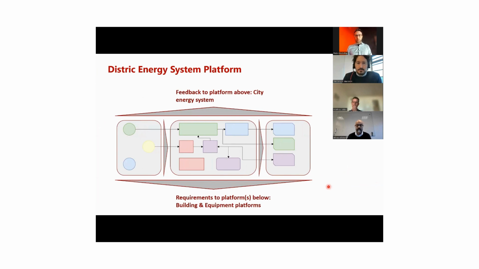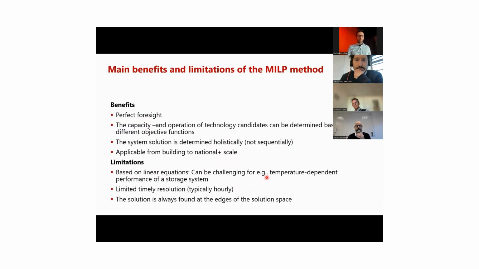Okay, so then the connection to the layer above. We can give feedback from our energy hub to, for example, if we consider the district energy system platform, the level above, the city energy system. Or we can set another requirement to the platform below, which Michael will later introduce in detail, the building and equipment platform, where we go into a lower level of abstraction and into a refinement process.